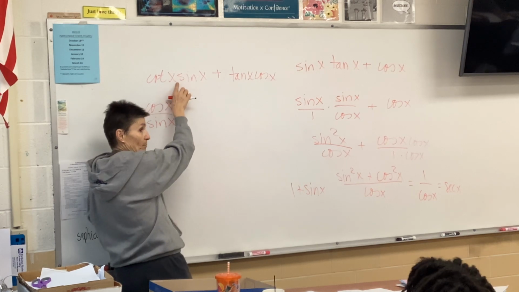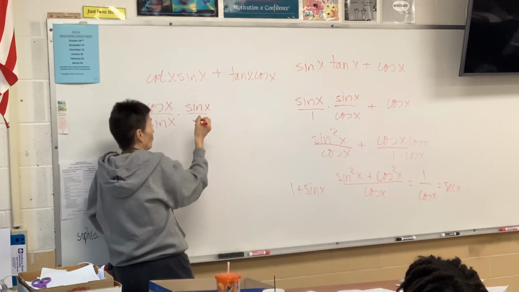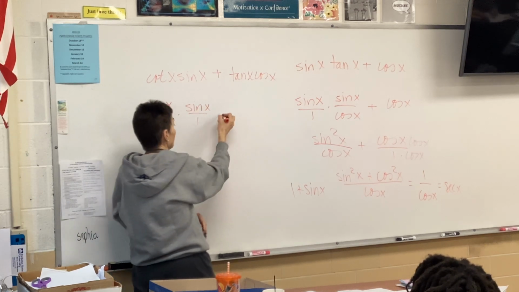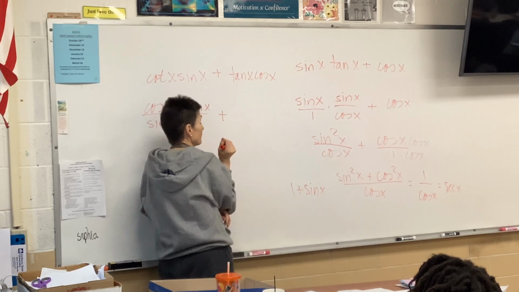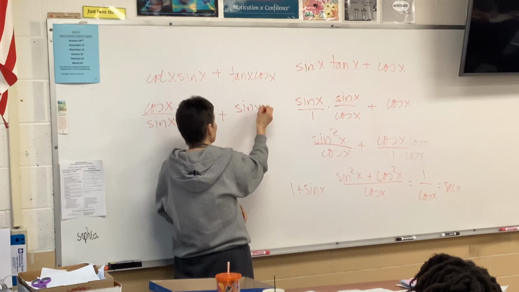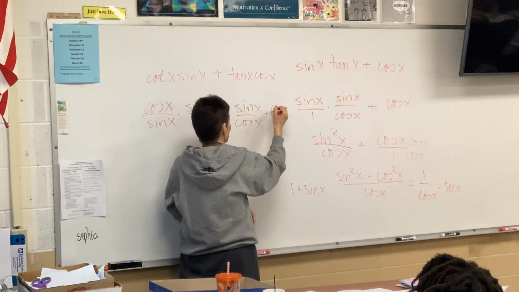Now this is a multiply right here. So that's times sine over 1, regular sine, plus, what's tangent? Sine over cosine, times regular cosine.